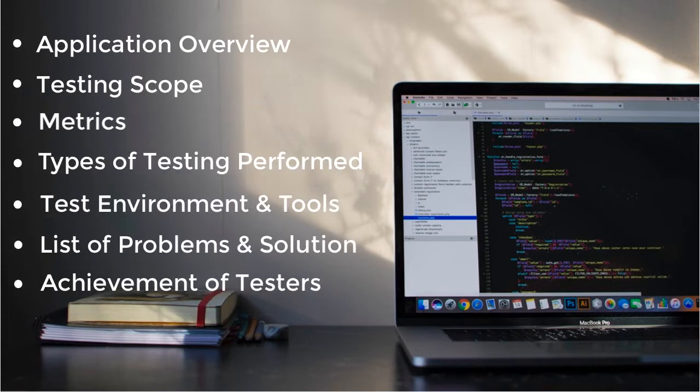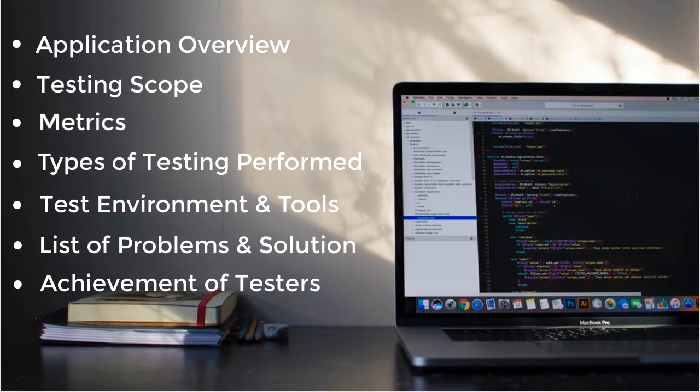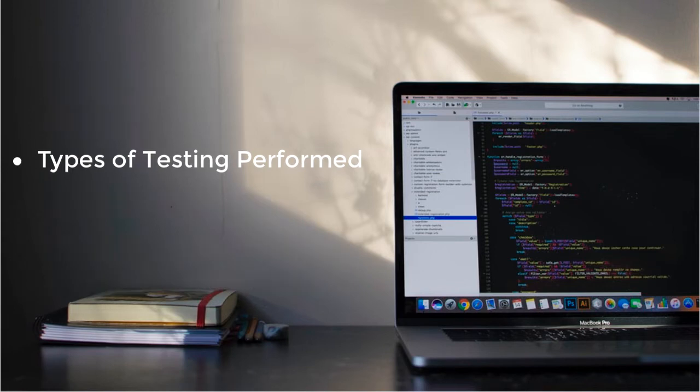Let's move on to metrics. Metrics assist to know the test execution results, such as the status of the test cases and the defects. If there are charts or graphs, it will add a better visual representation. A tester will report the types of testing performed.